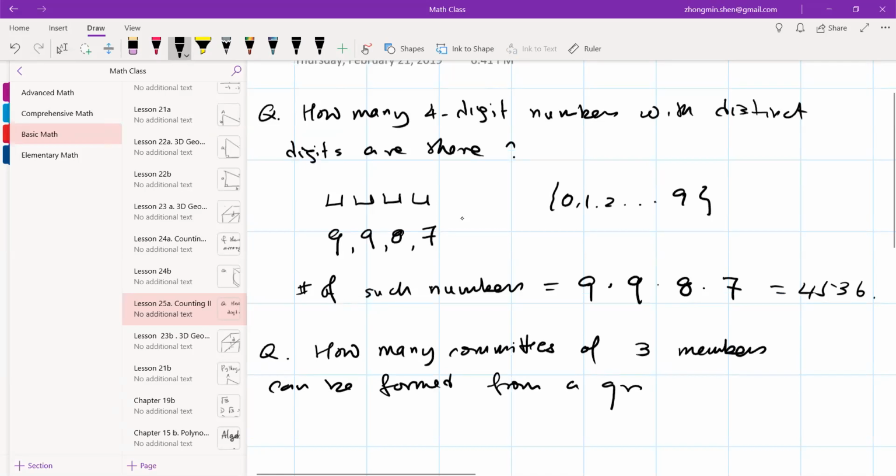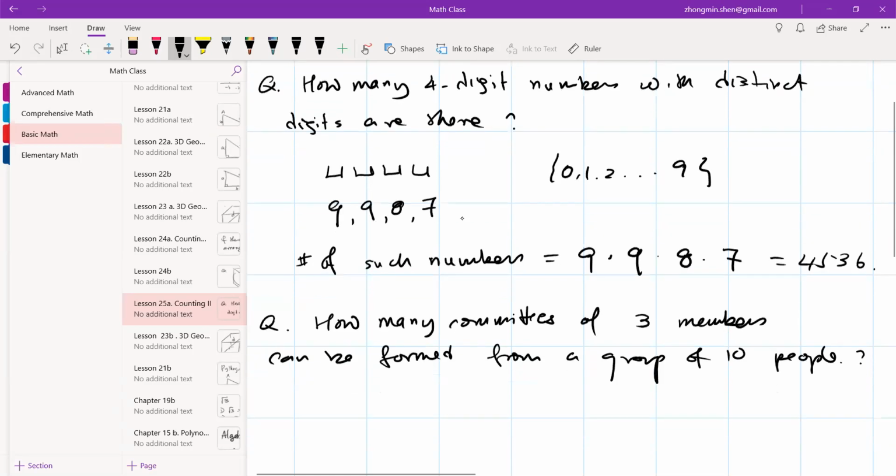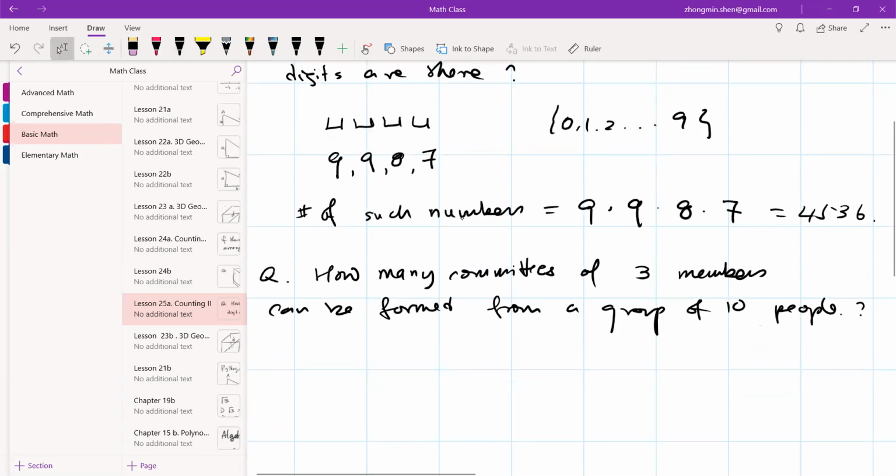from a group of 10 people? This one's so easy. I remember this question. It's like 10 factorial over, okay, there's a formula, but let's do it without using the formula. But we will see how we get the formula.